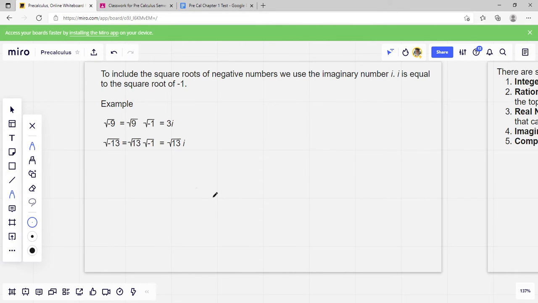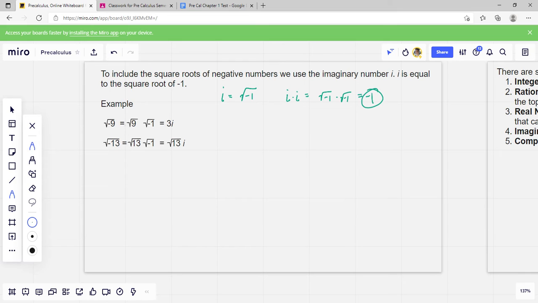So to include the square roots of negative numbers, remember we were talking about square roots, we use the imaginary number i. i is equal to the square root of negative 1, and we've done this before. So remember, if we had i times i, we're going to get the square root of negative 1 times the square root of negative 1, which is equal to negative 1. Okay, so i squared gets us negative 1.